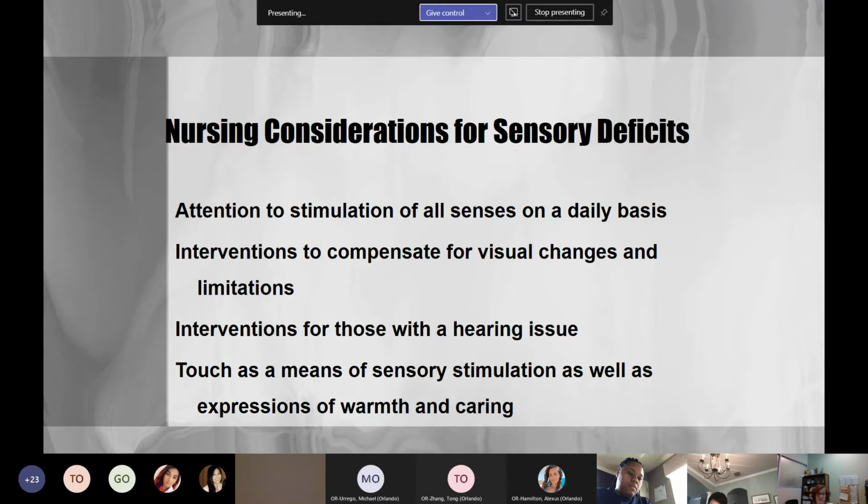Different textures, remember touch is also a sensation. So different textures of material, soft material, hard, the different types that we could use with our patients, particularly if they have difficulty with their touch. And sounds such as clocks and music boxes and chimes. There are lots of things that we can do just as a nurse to stimulate some of those sensory problems.